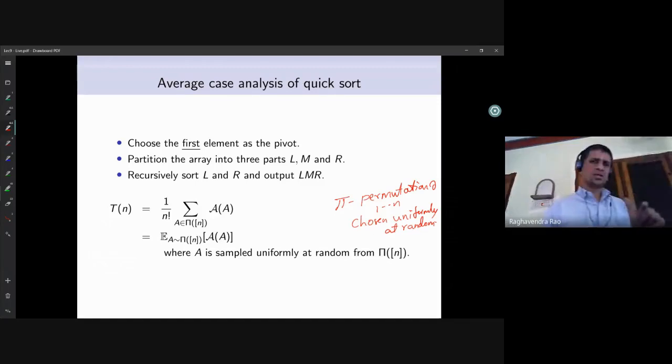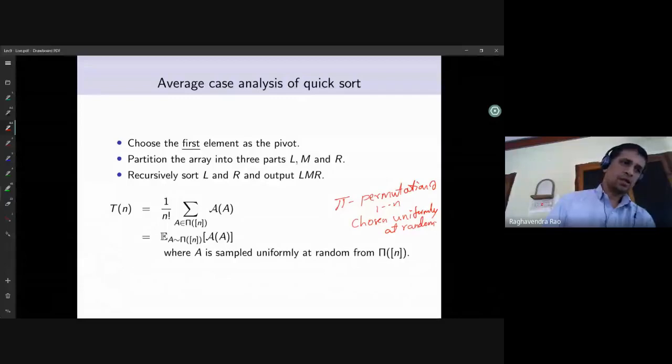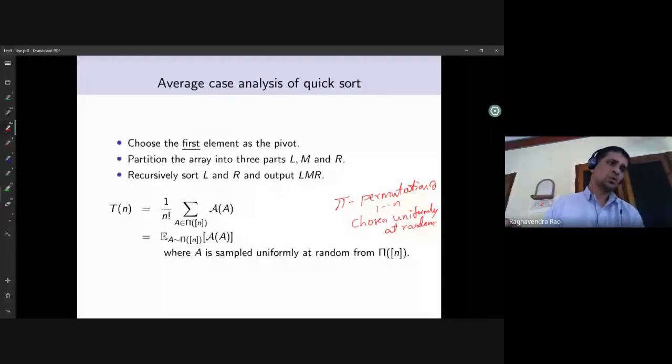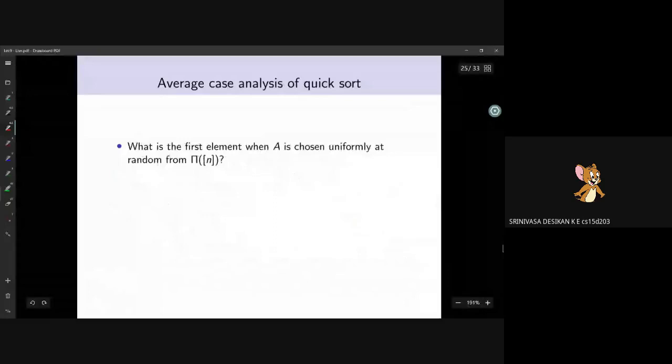Okay, so it's already 8:50. I'll take 3 minutes more. Okay, Srinivasa, just remind me when it is, say, 8:55. Okay. Yes, sir. I'll do that, sir.